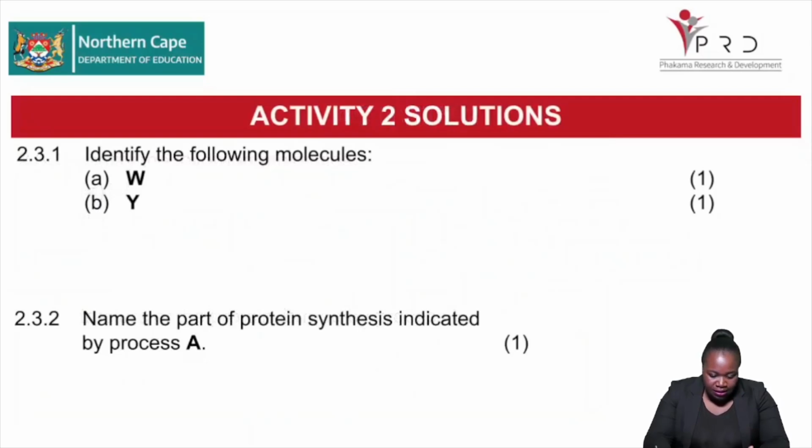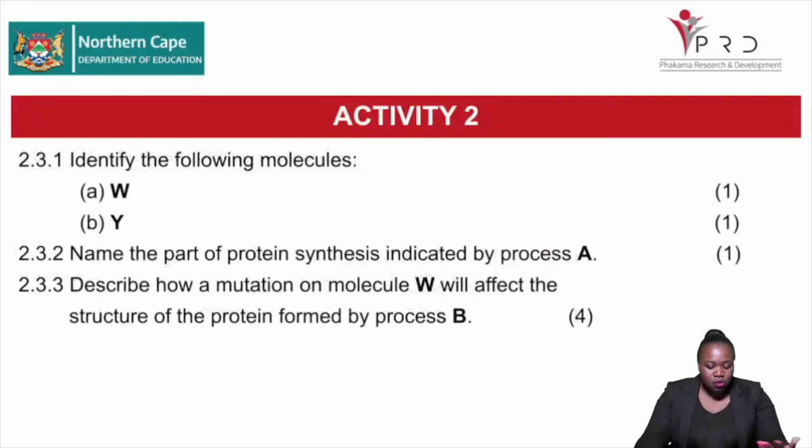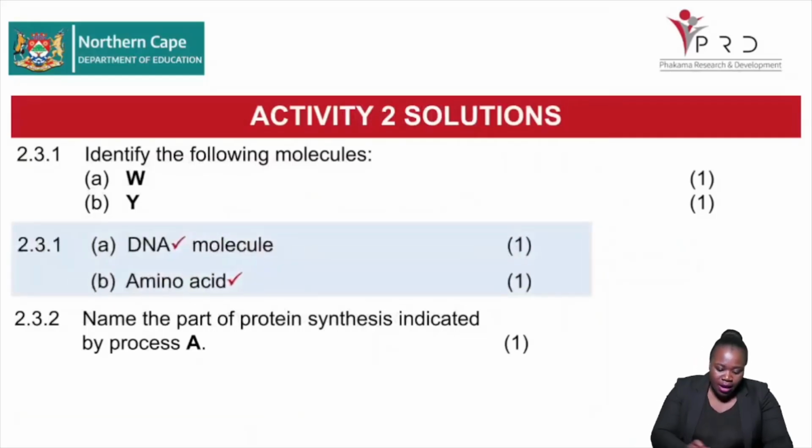2.3.1, it says, identify the following molecules, W and Y. So we go back to what we've already labeled and we check W. It is the DNA molecule. Y, it is an amino acid. So you are quickly just going to give the answers because you've already worked that out, right? DNA molecule and amino acid. We have the answers for those.